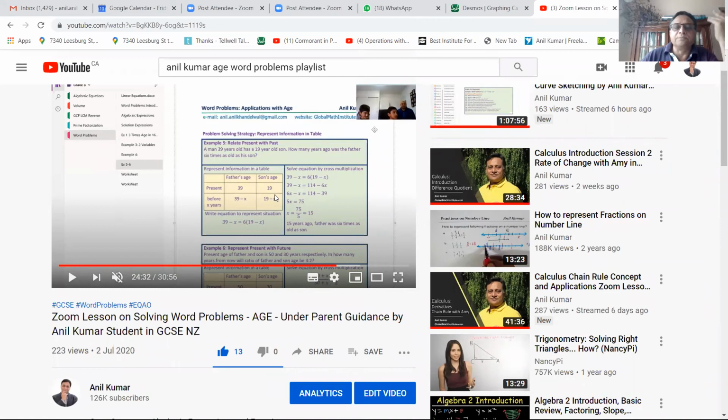Now, let's read the question. How many years ago was the father 6 times as old as his son? Well, this number, 39 minus X, should be 6 times 19 minus X. That is what the equation is. Does it make sense? Yes, sir. Okay, Gayatri, does it make sense? 39 minus X equals 6 times 19 minus X.